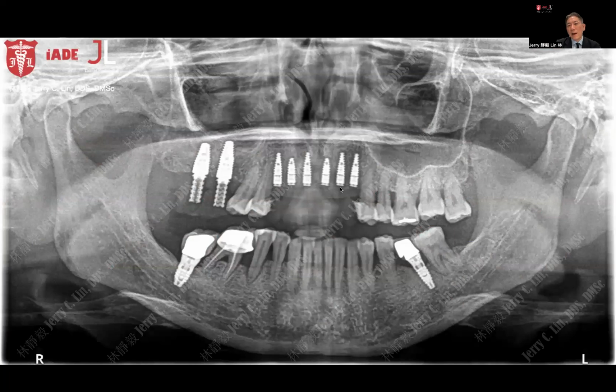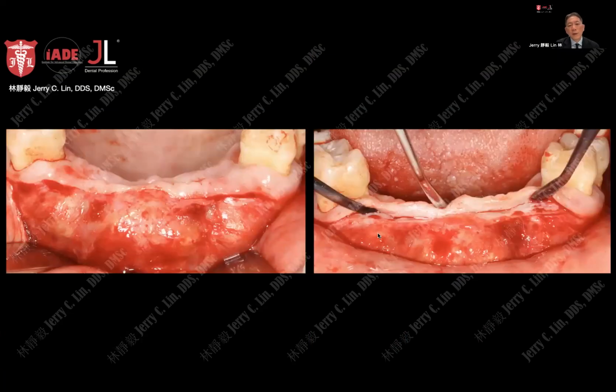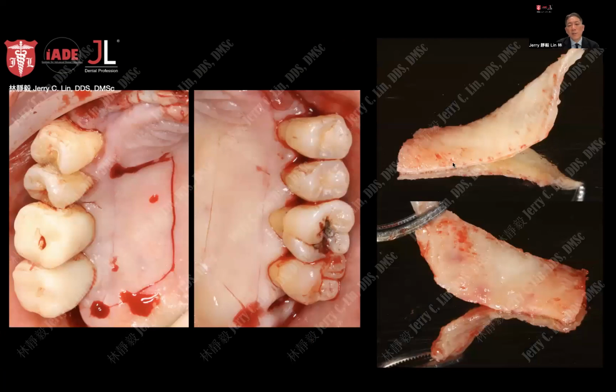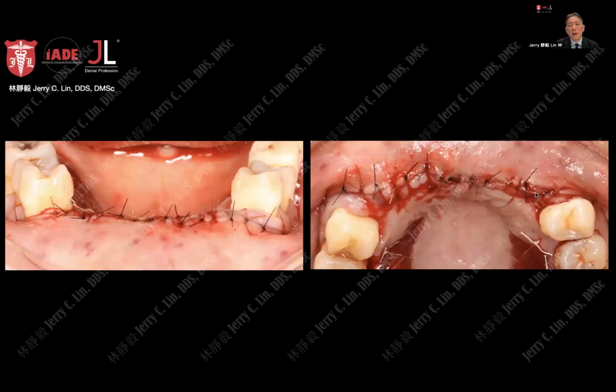But for this case, I did it a little bit differently. This is a new protocol. I would like to treat these cases with post-augmentation soft tissue management. So what I did, I used a connective tissue graft, of course harvested from the palate and deepithelialized, and grafted it both buccally and coronally to gain soft tissue on the crest and on the buccal, and sutured it up.